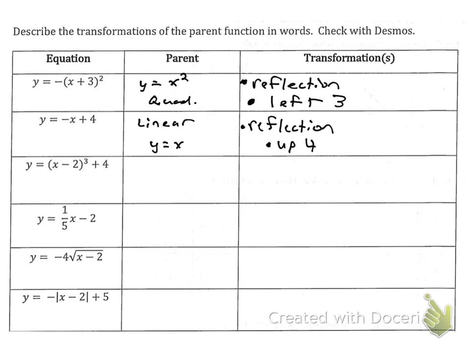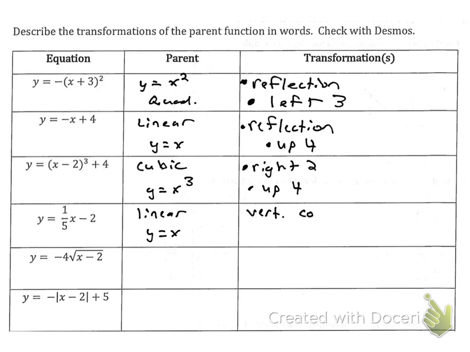All right, next example. Cubic, good. And then it would be up 4 and right 2. That was a 2. Or a 3. Huh? All right, next example, it is linear. Yes. And then the 1/5 tells us it's a compression. And then it is down 2. Compression that goes under the hydraulic press.